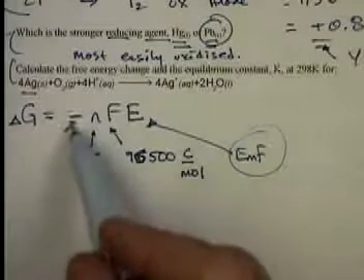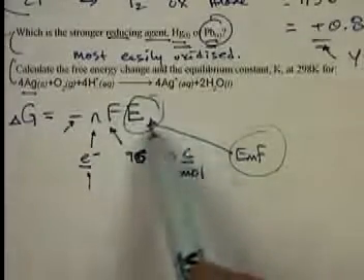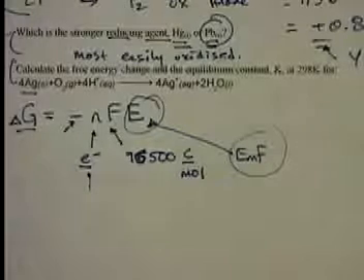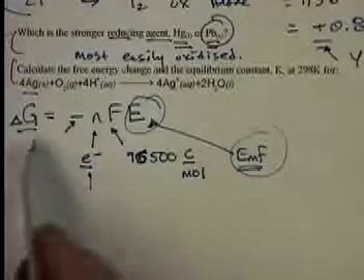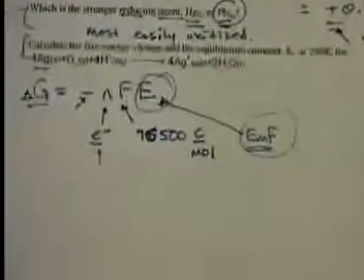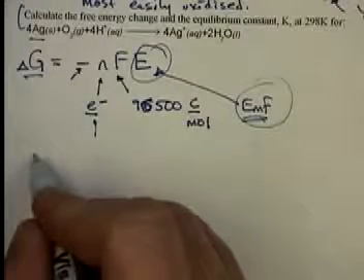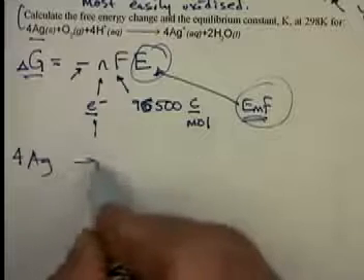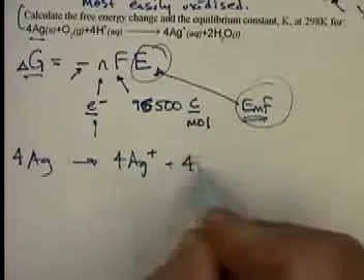And don't forget there's a negative sign right here, which means that if the EMF is positive, the delta G will be negative, meaning that it's spontaneous. That's why a positive EMF tells you it's a spontaneous reaction, just like a negative sign for delta G does as well. So looking at our reaction here, we have silver, 4 silvers as a matter of fact, going to 4 Ag+ and 4 electrons.